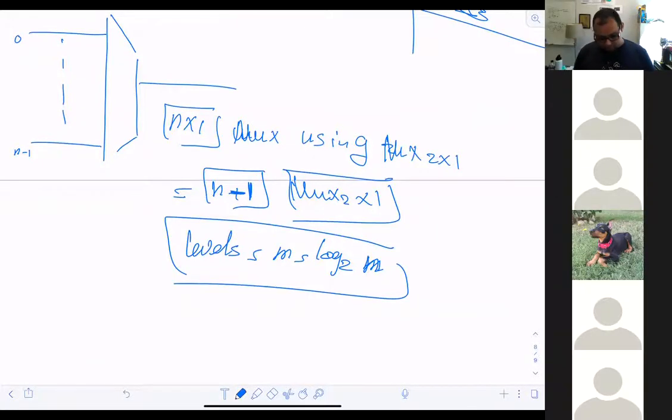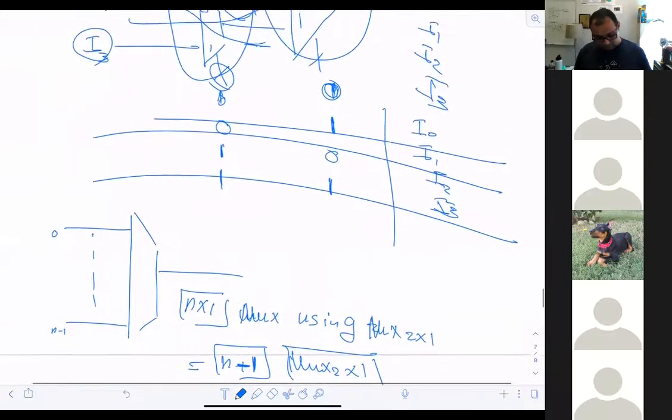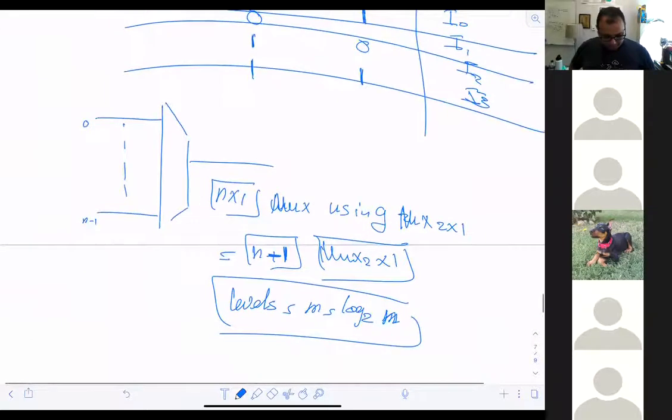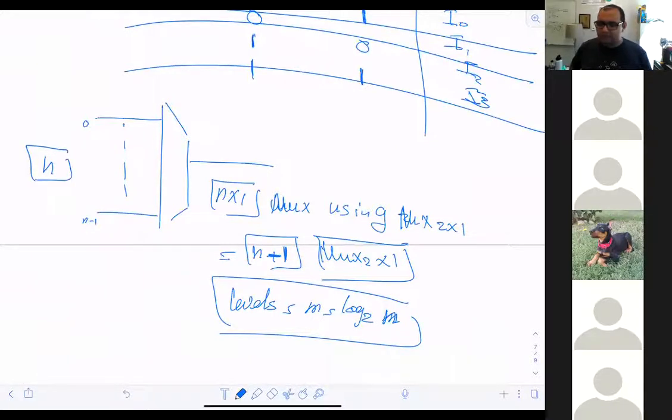Kind of. So it's n plus 1, right? Not n minus 1. No, it's n minus 1. 0 to n minus 1 is n, right? We mentioned that, right? 0 to 7 is 8, right?